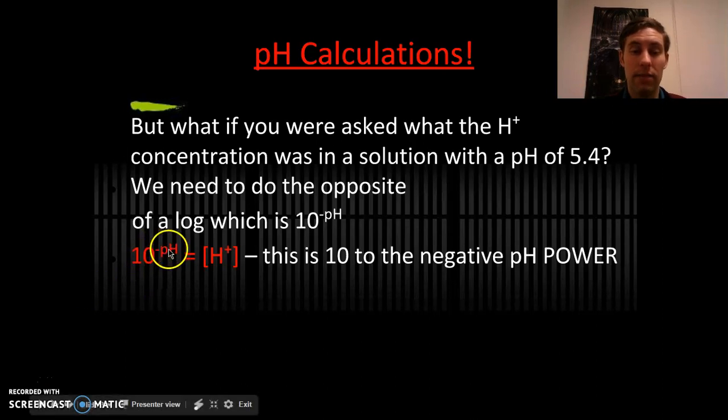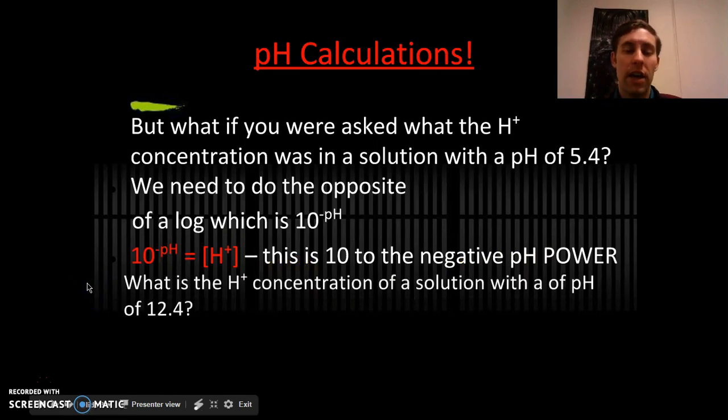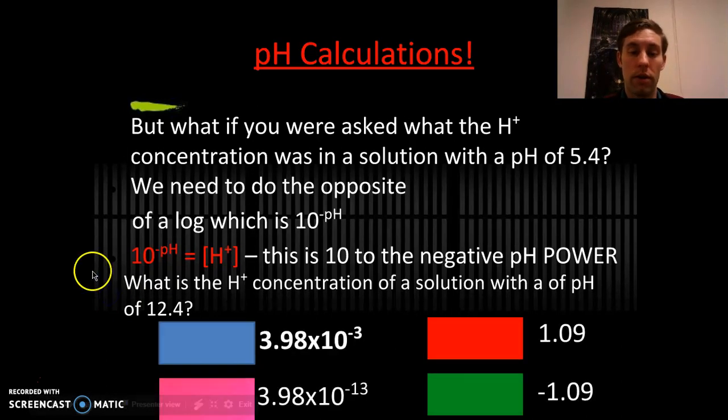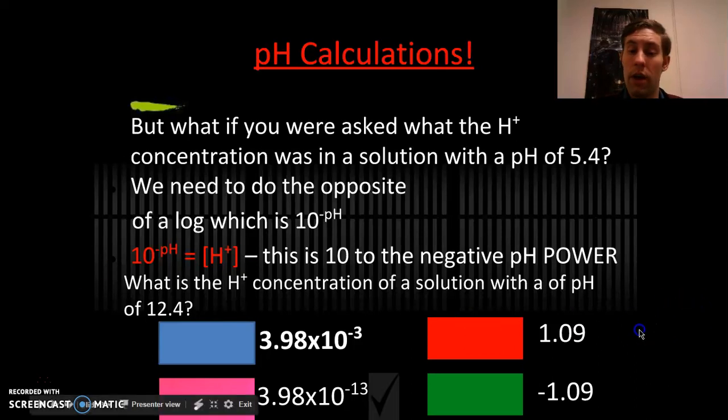Technically, 10 to the negative anything just undoes pH, or p anything. So 10 to the negative pOH also gets you the OH minus concentration. So it's 10 to the negative pH power, or pOH power. If that's a question, note this question down here. What's the H plus concentration of a solution where the pH is 12.4? Give it a shot. It should come out to one of these four answers, hopefully. Give you a second to calculate. Pause if you need to, then check your answer. Hopefully you get the pinkish one.